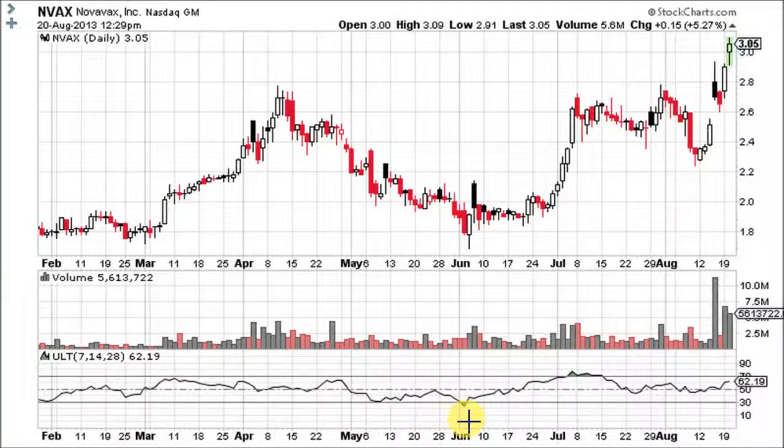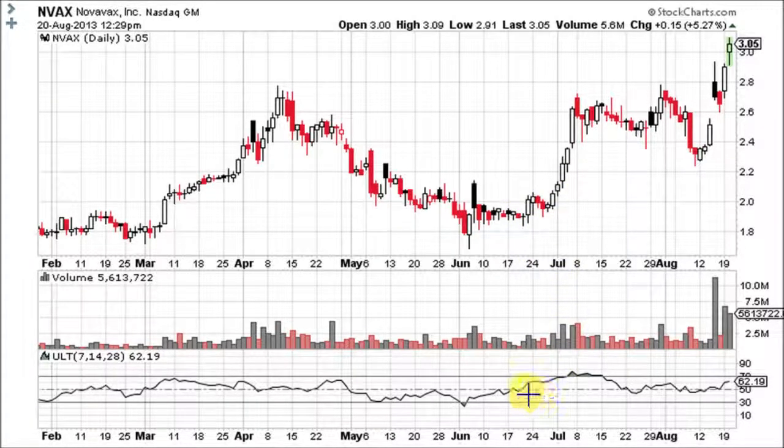So the signals the ultimate oscillator gives are, first of all, it'll tell you the stock is very oversold below 30 after a long fall. Then it'll show you that the momentum is up, and it turns bullish when it crosses up through the 50 line, just before the big volume comes in and starts breaking it out.